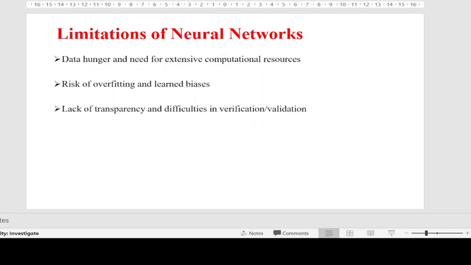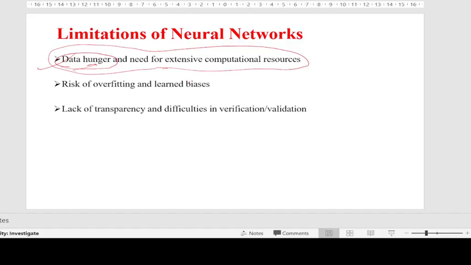So next one is limitations of neural networks. What are the limitations of neural networks? One problem is the data. If you want to run or apply a deep learning model, huge data is required, and automatically it leads to extensive computational requirements. So these are some of the limitations in deep learning.